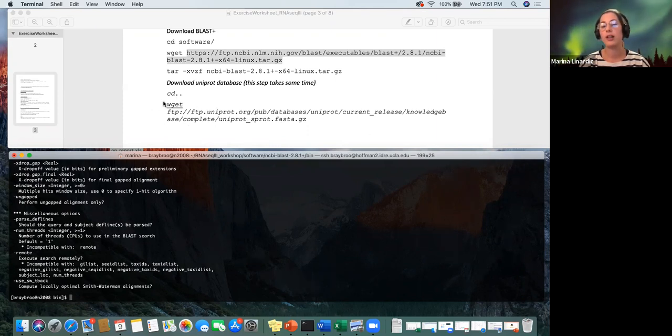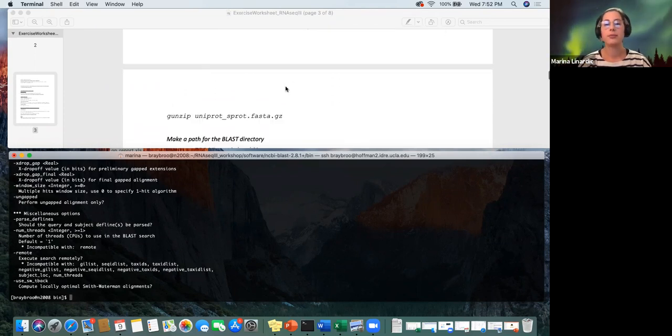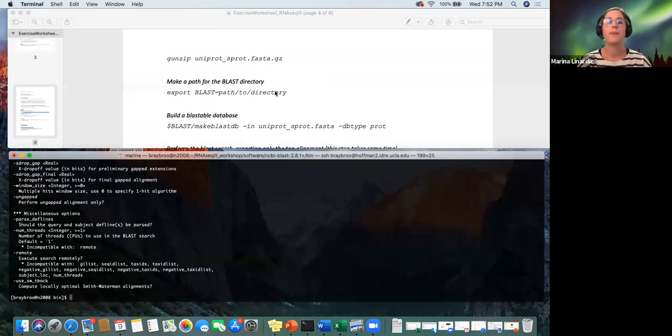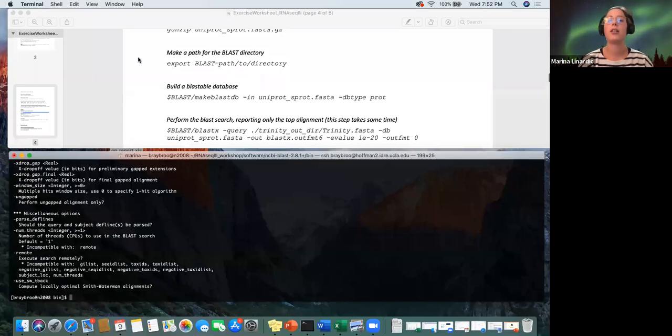You can get it again with wget. It's going to be gzipped, so you would just need to unzip it by doing gunzip, like this. And then after that, it's written here, we would create again the path so that we don't have to repeat the whole path.